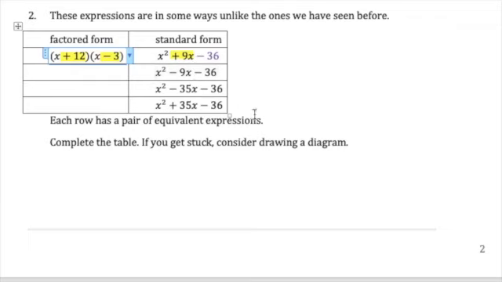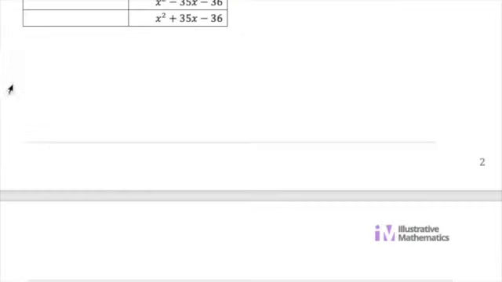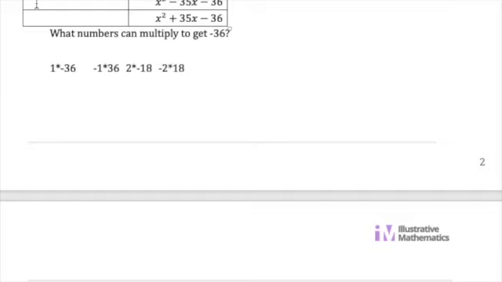So now we want to think, and all these ones are about 36. All of these expressions have the number 36 in them. So we want to think of all the numbers that can multiply to get negative 36. And we'll see how many more options this adds for us. So we can do 1 times negative 36, or negative 1 times 36. We can have 2 times negative 18, or negative 2 times 18.